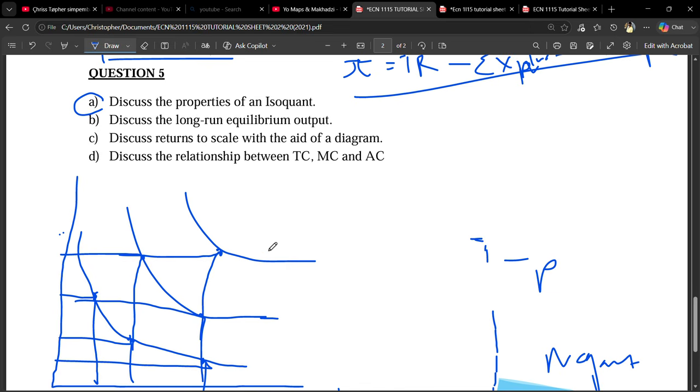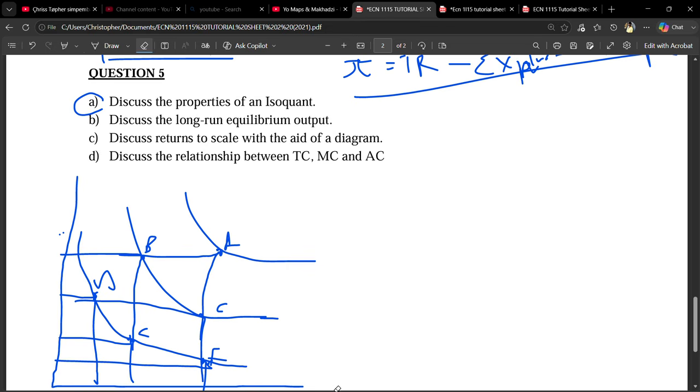So as you can see, there's B, C, D, E, F. These are points. D has its own combination, C has its own combination, F has its own combination, all of them have their own combination. Isoquant properties can simply come from here. If you've forgotten, you just need to know how to draw this, and then start saying whatever you can see here.